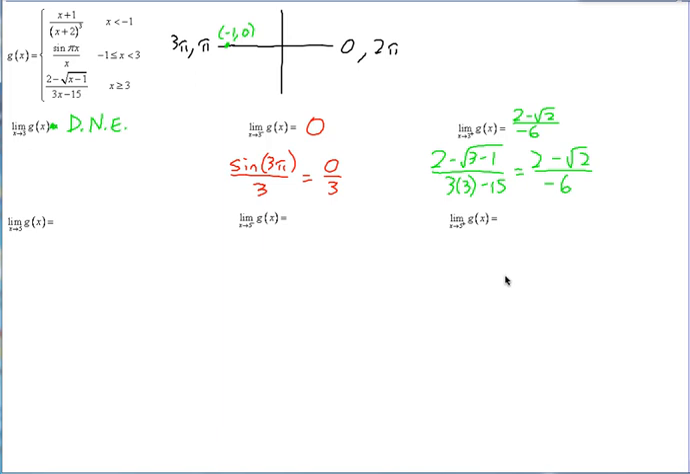Now let's take a look at the limit as x approaches 5. Well, as x approaches 5, 5 is not a breakpoint, so just use the appropriate piece. 5 is greater than 3, so we'd use the last piece there. So we substitute 5 there: 2 minus the square root of 5 minus 1 over 3 times 5 minus 15.